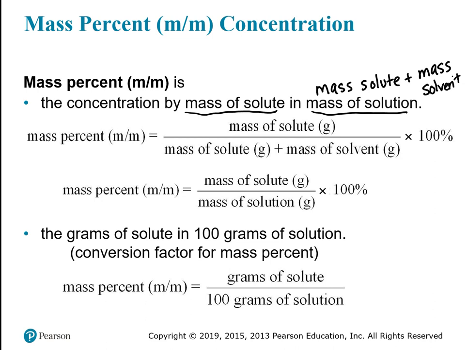You're going to do that division, the mass of the solute, by the sum of the masses of the solute and the solvent, and multiply by 100%. The mass percent can be used as a conversion factor, and I'll show you how to do both of those things.